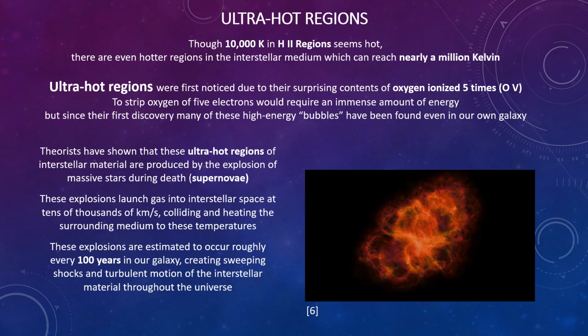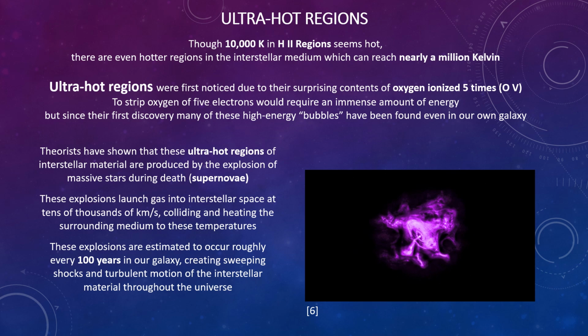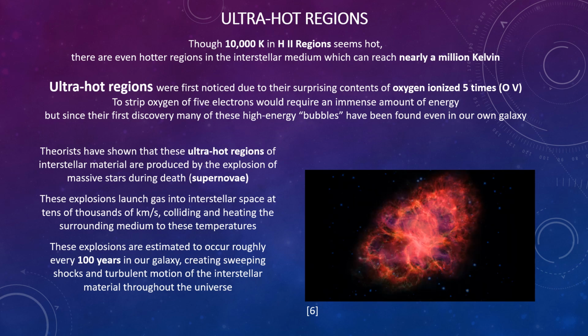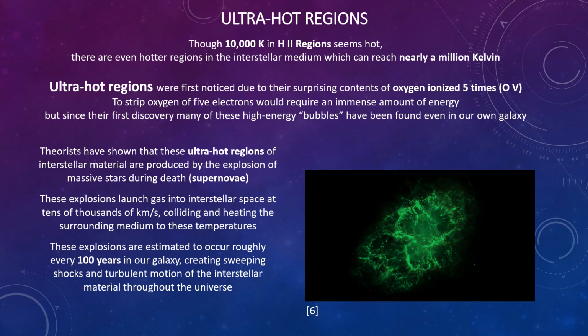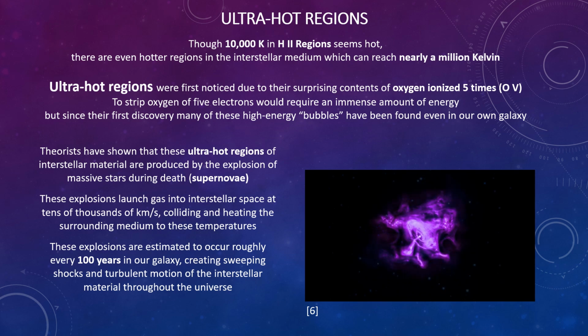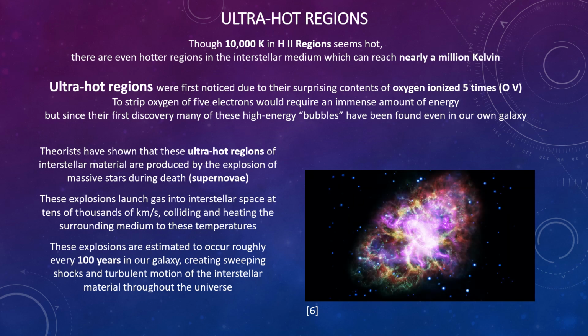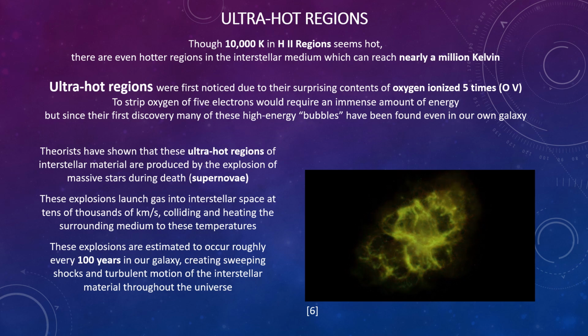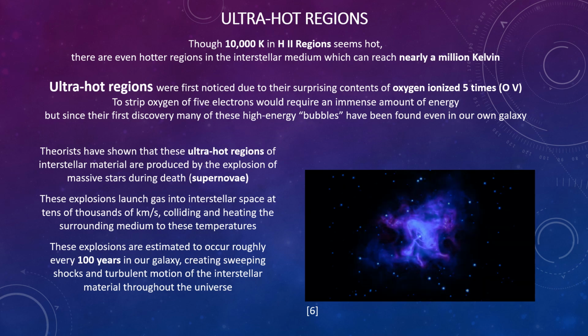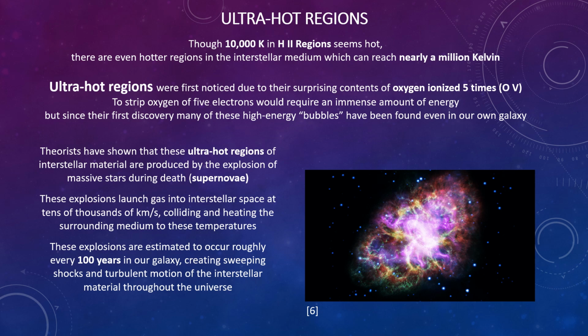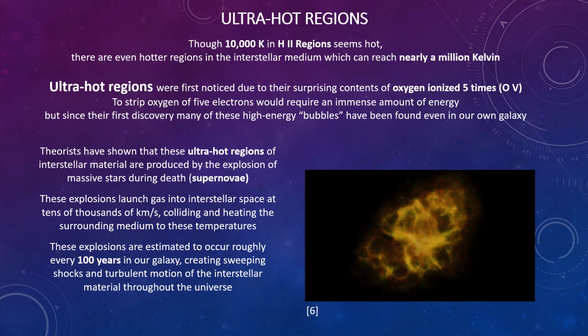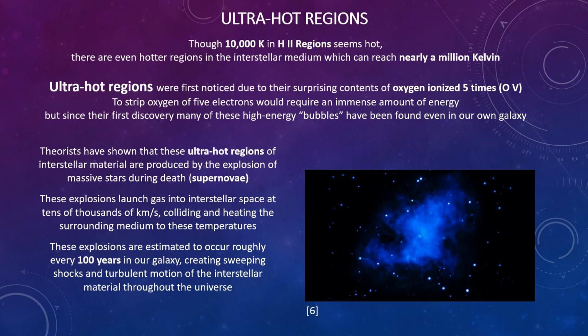These explosions are estimated to occur roughly every 100 years in our galaxy, and so this creates huge shock waves and turbulent motion in the interstellar medium, which really churns up the interstellar medium and helps spur new star formation, while also enriching space with heavier elements and materials that we need for life, such as the iron in our blood that came from the deaths of very heavy stars dispersing their iron out into space. Or if you have jewelry, any gold or platinum in your jewelry came from violent supernovas as well.